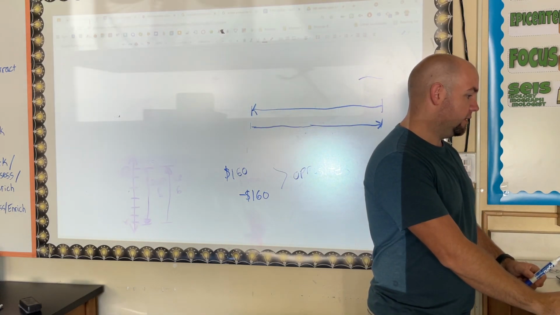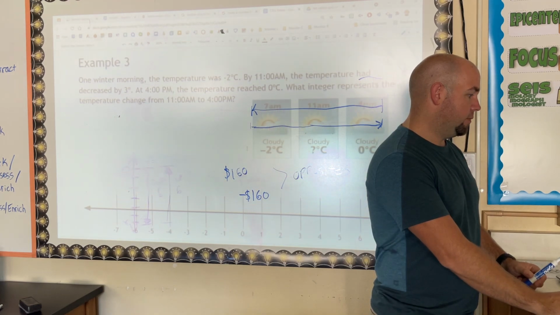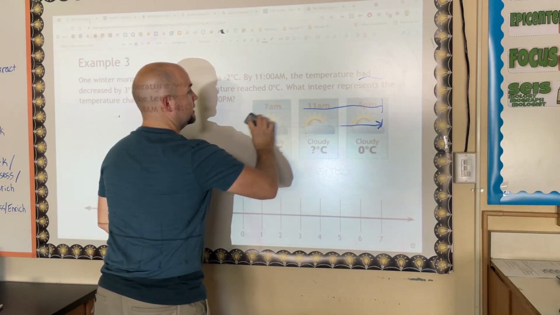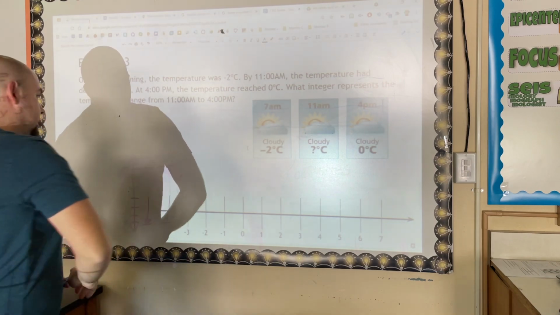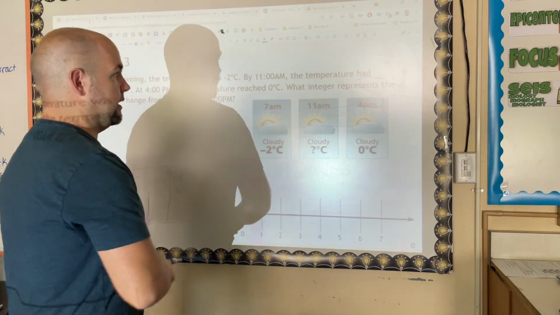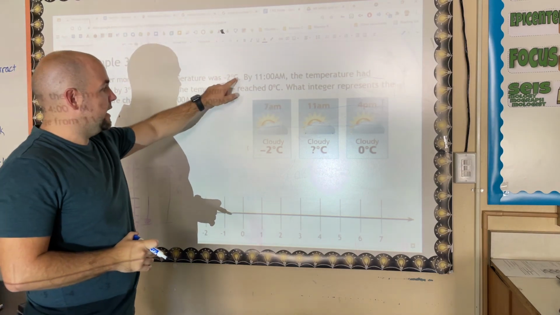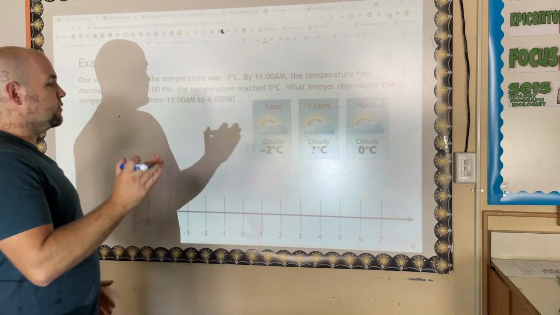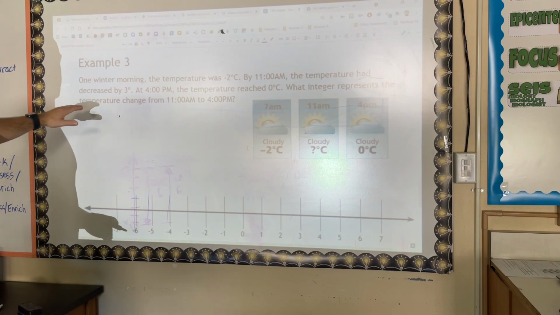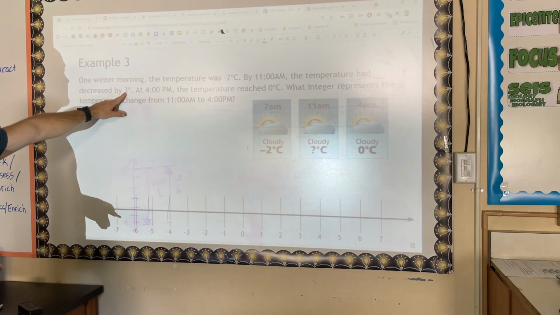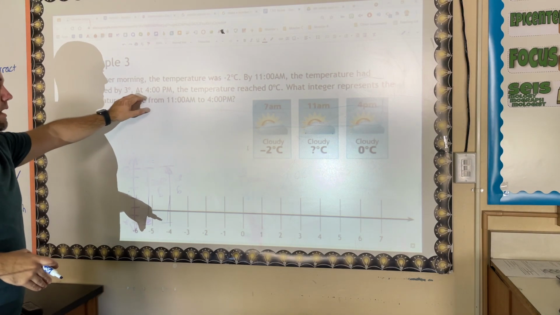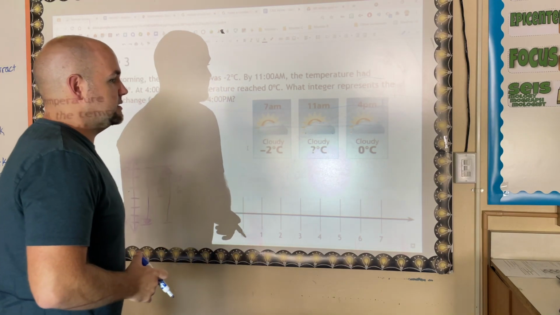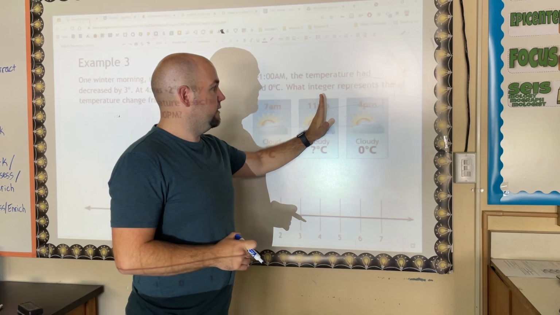One last example here, and then I'm done for this. So we're looking at weather changes here. And this looks like it's possibly a typical Ohio day. One winter morning, the temperature was at negative 2 degrees below 0 Celsius. By 11 a.m., the temperature had decreased by 3. We don't know where it stopped at yet. And then by 4 p.m., it was back up to 0 degrees Celsius. So what integer represents the temperature change from 11 to 4?